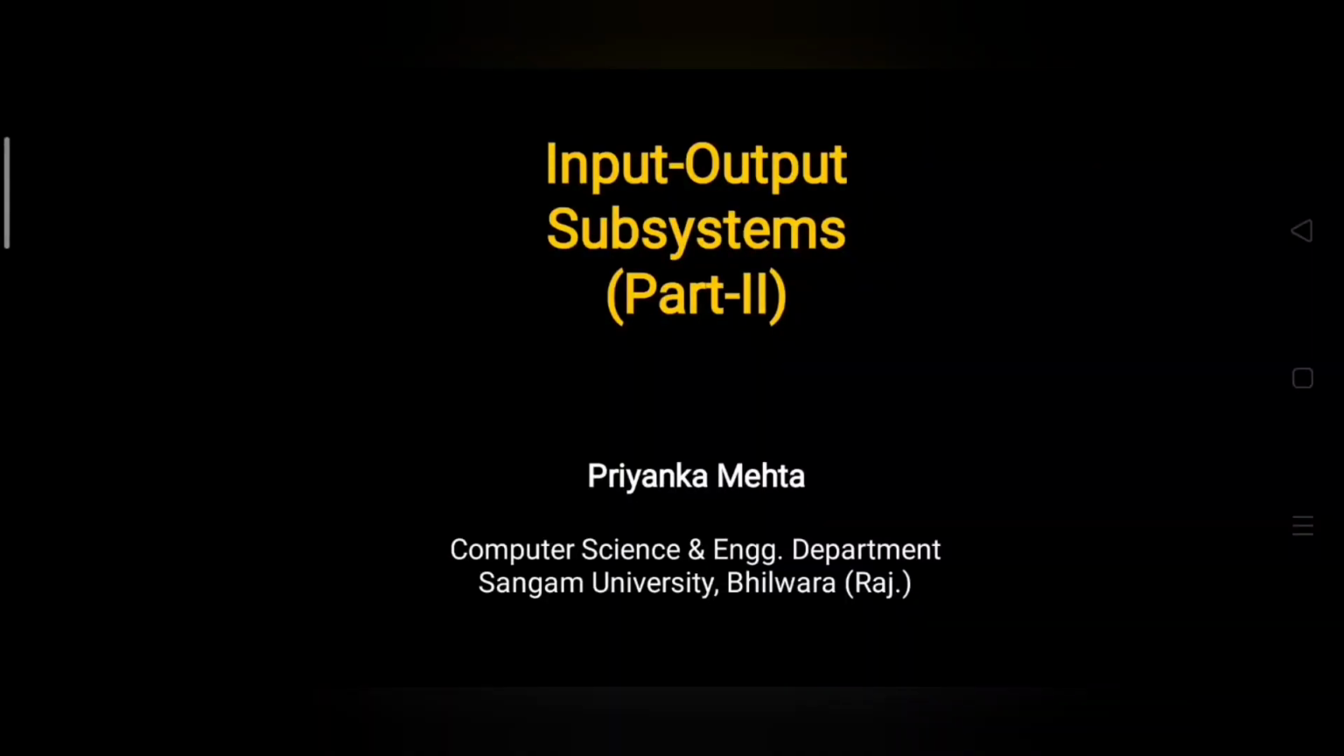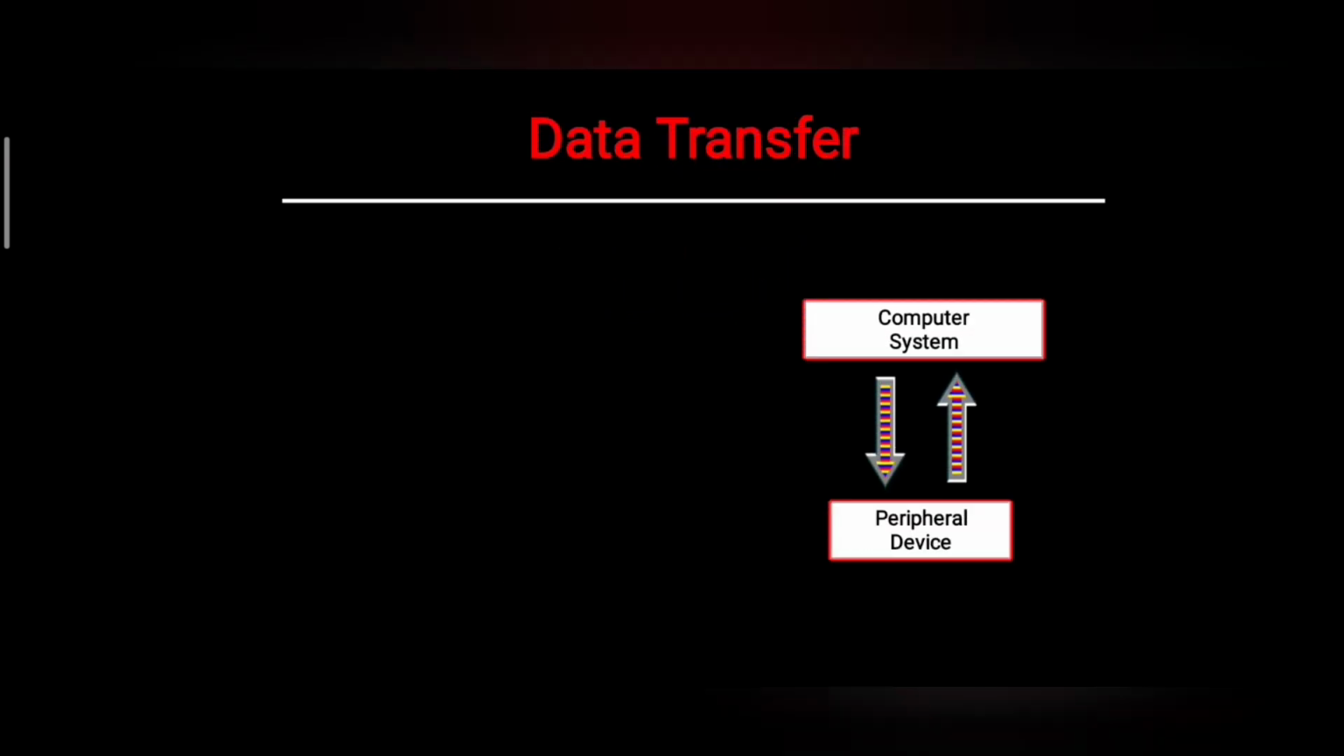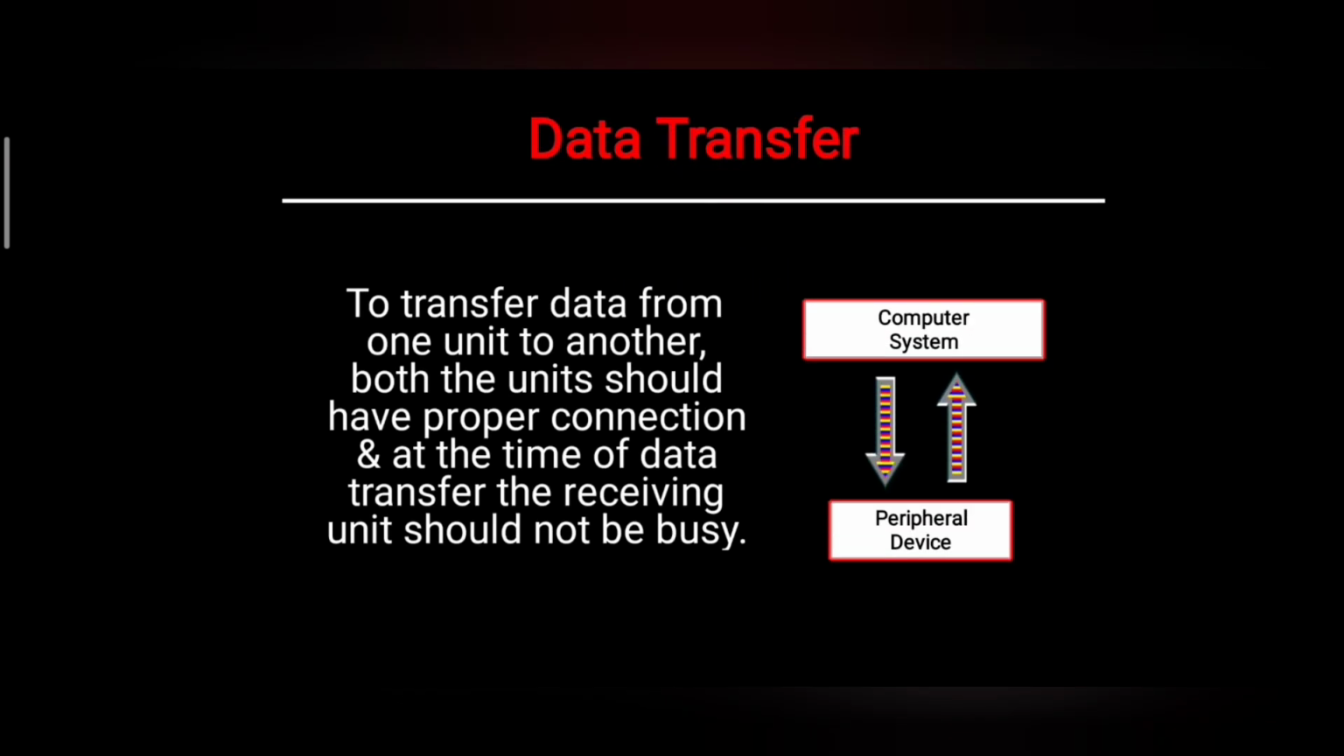So students, today we need to understand how data is transferred between the central processing system and the peripheral devices. For that we'll be discussing three different modes of data transfer, and we're also going to see what are the drawbacks associated with each of these data transfer modes. So let us first understand what this data transfer actually means.